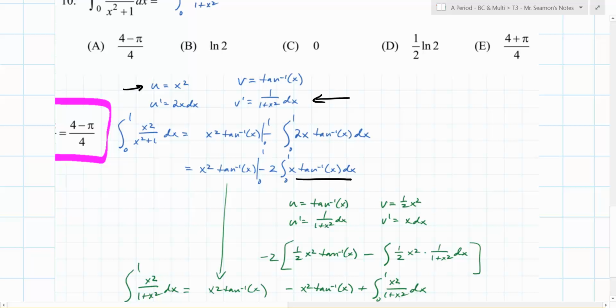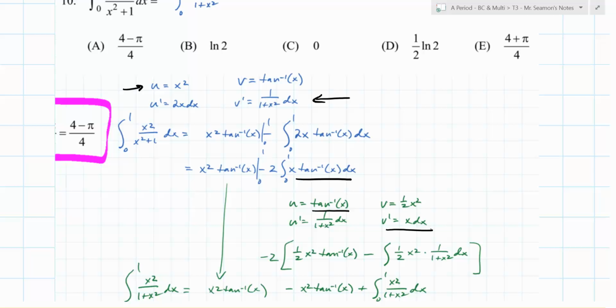And you know you can use parts multiple times. So you use parts again. There's only one thing you can choose because you have to let u equal tan inverse. Why can't tan inverse be v prime? Why can't, what? Because what? Yeah? You do not know the integral of tan inverse. That's something we do not know.